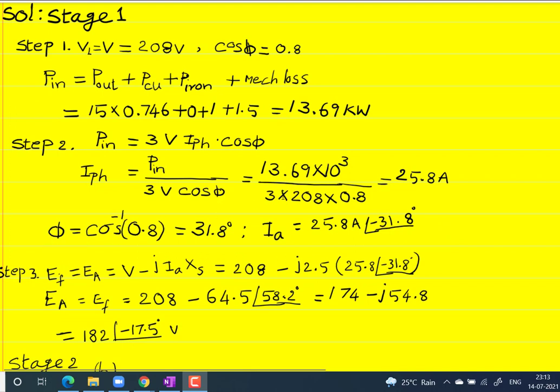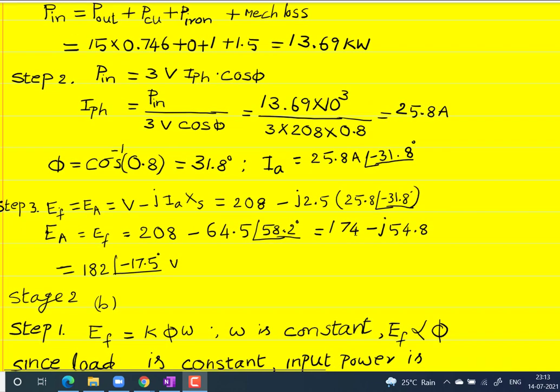So we know the power factor, so we can calculate the power factor angle, that is cos inverse 0.8, which is 31.8 degrees, and the armature current, that is the per phase current, IA, is equal to 25.8 at an angle of minus 31.8 degrees lagging.